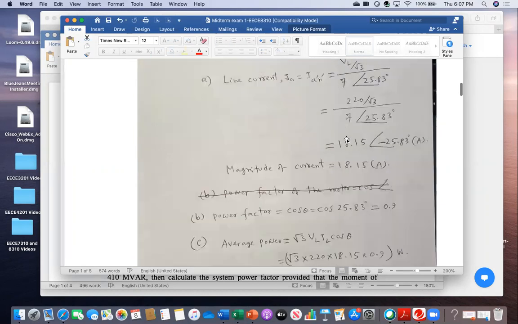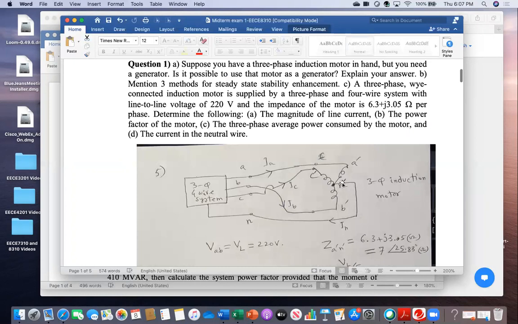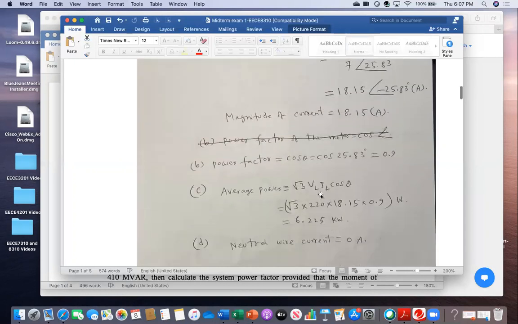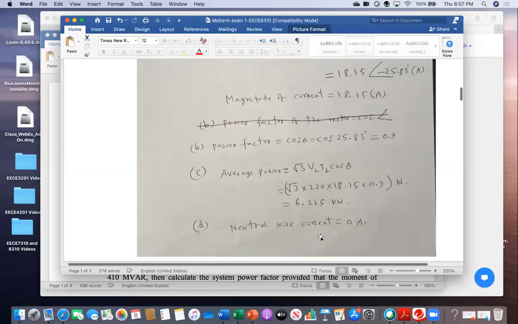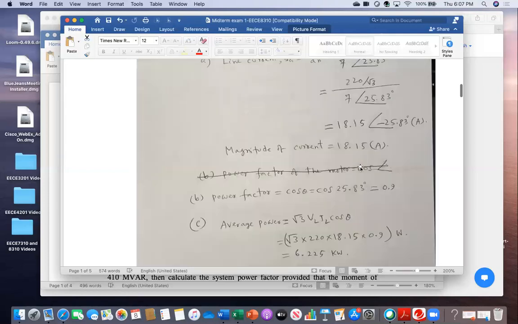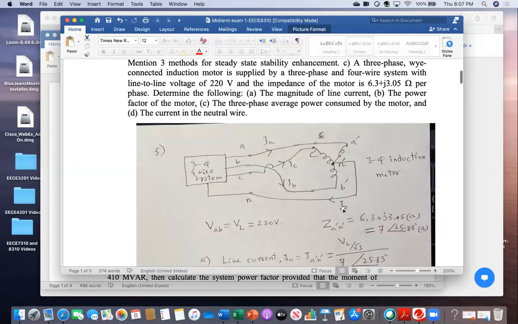Because this is a Y-connected system, the line current and phase current are the same. That's why this magnitude is your IL. And then cosine theta, this number. So you should be getting 6.225 kilowatts. And then you don't need to do anything else. Neutral wire current is 0 ampere because this is a balanced system.